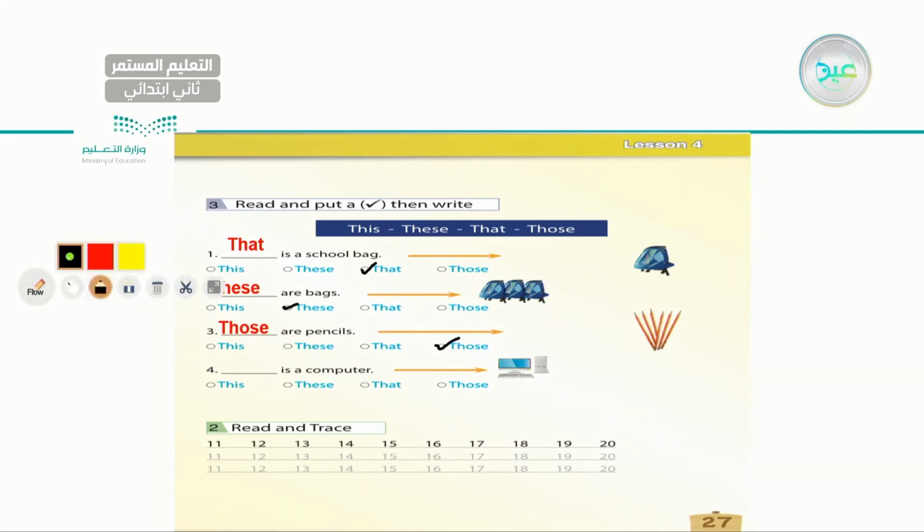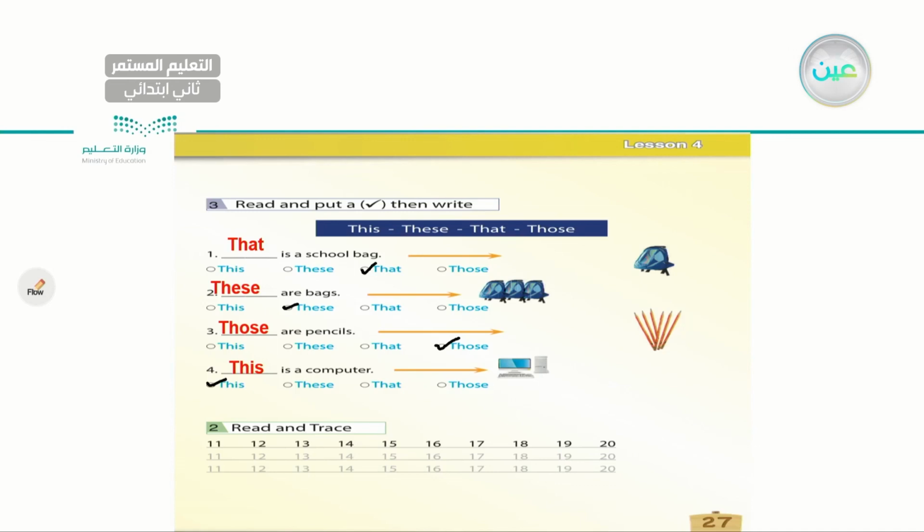Very good. And number 4 is a computer. Is a computer. So what do you think? This, these, that, and those. It's close. So I'll be using this is a computer. Very good. This is a computer. Let's go ahead and read our answers, the sentences, one more time. That is a school bag. These are bags. Those are pencils. This is a computer.